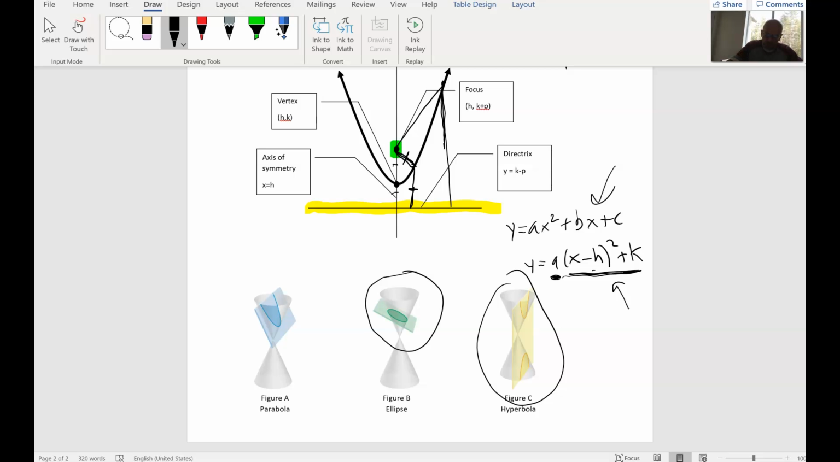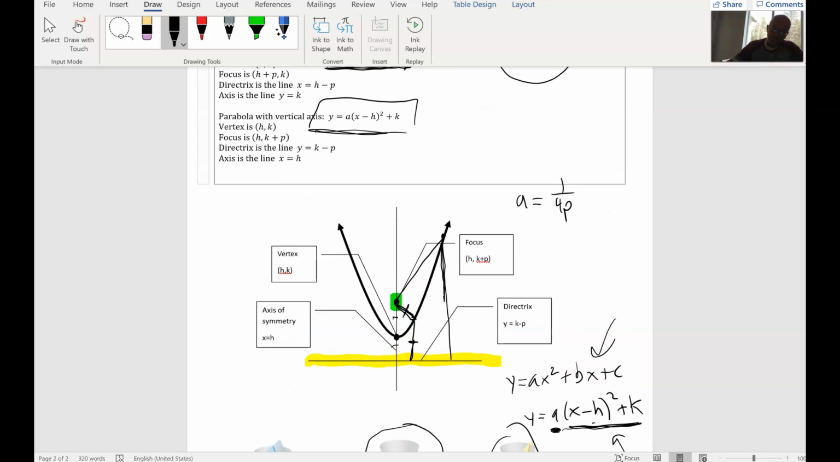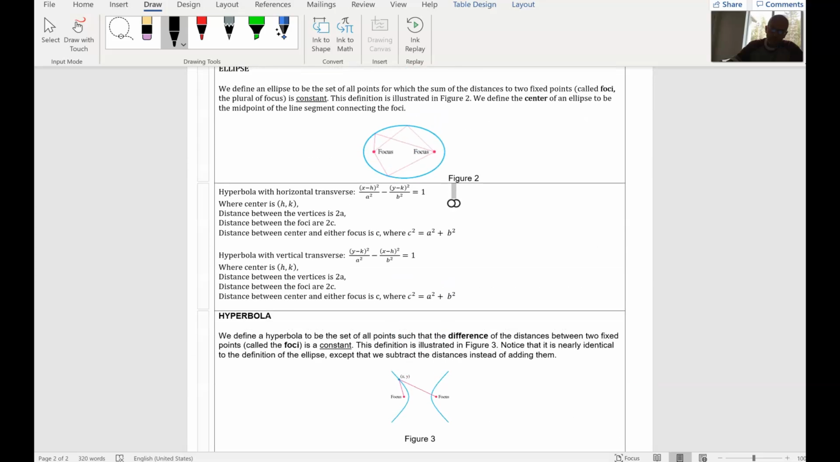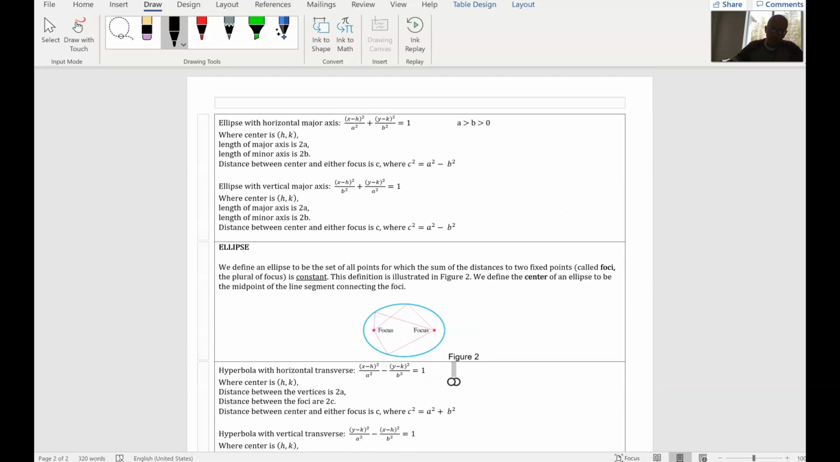Ellipse is kind of like a stretched out circle. Hyperbola looks like two parabolas that are facing away from each other. Maybe they're mad at each other, so they're kind of looking away, and there's usually a gap in between them. So let's take a look at the fact sheet up here.